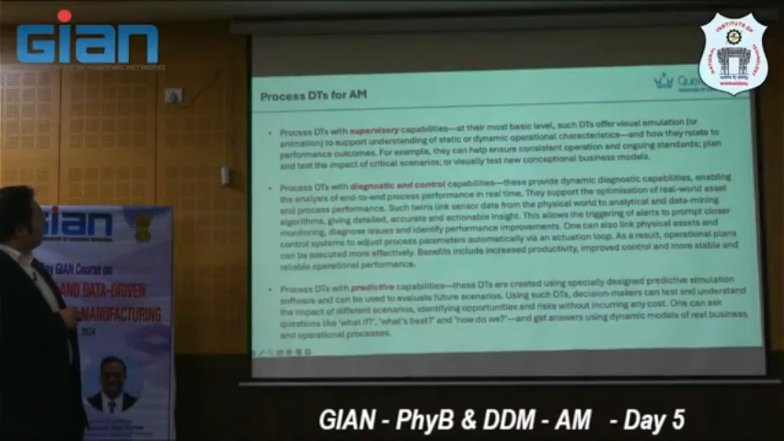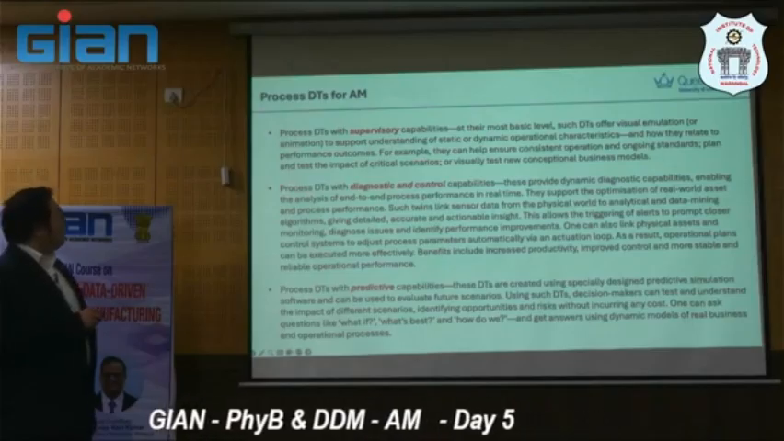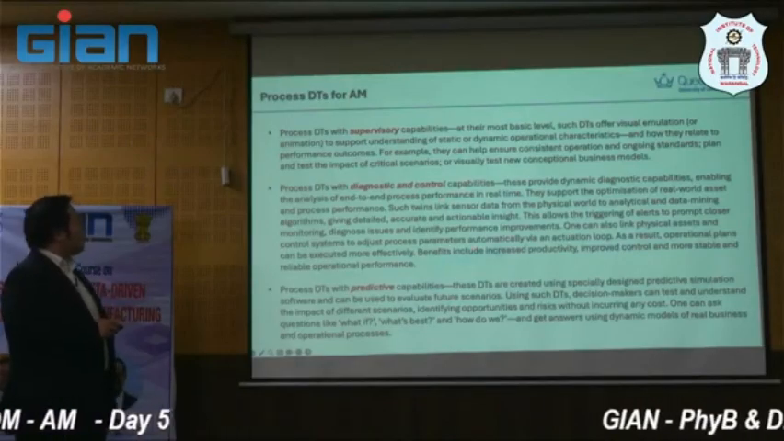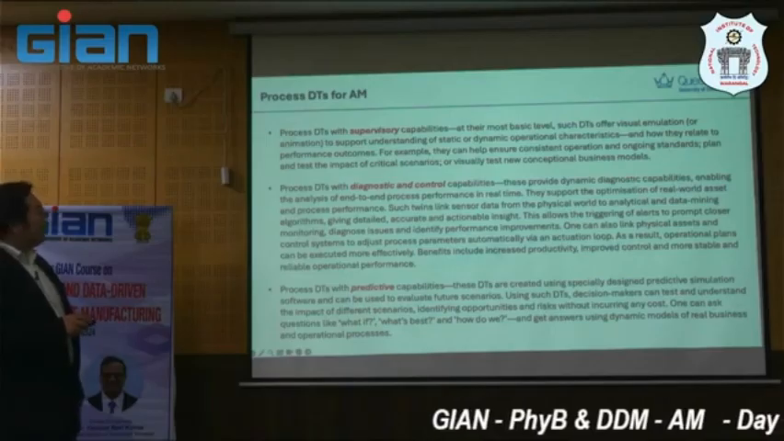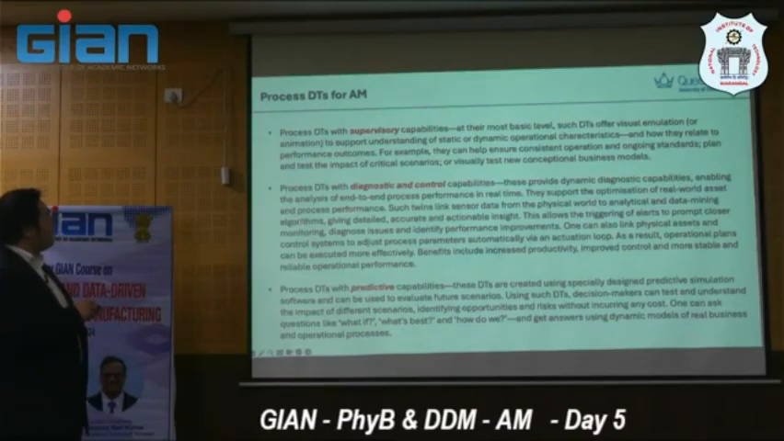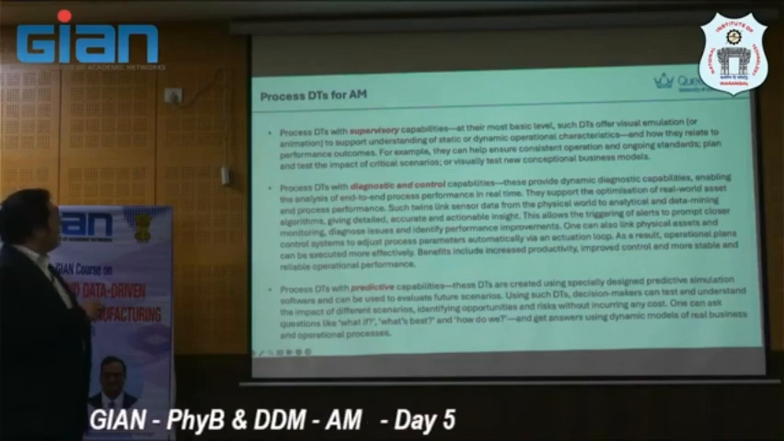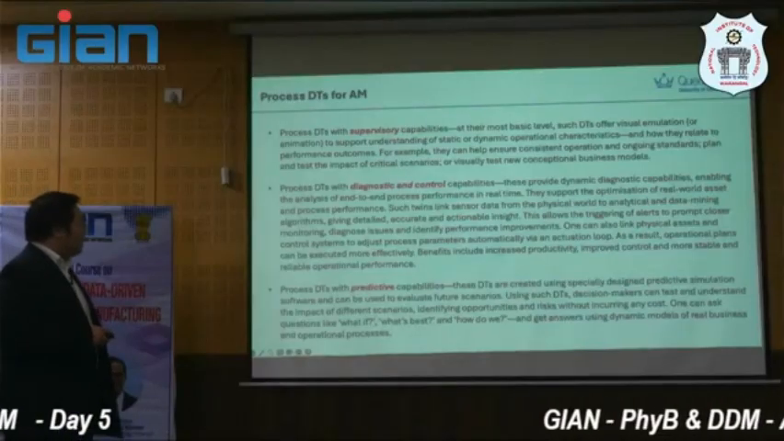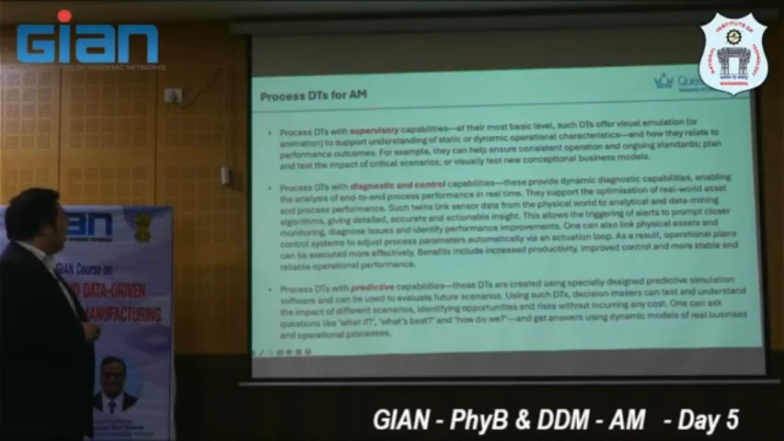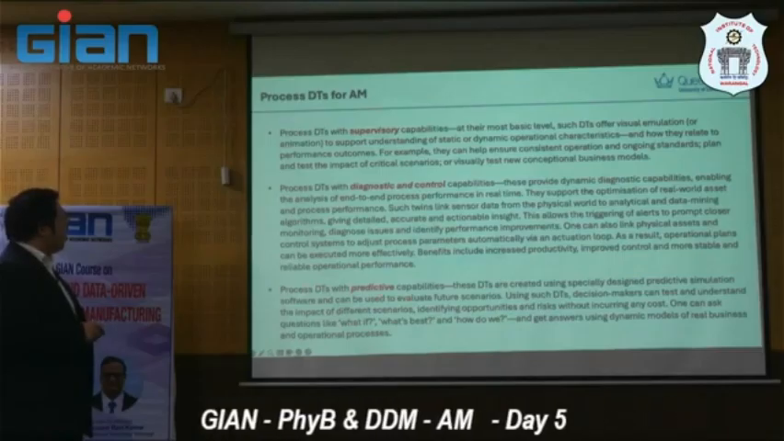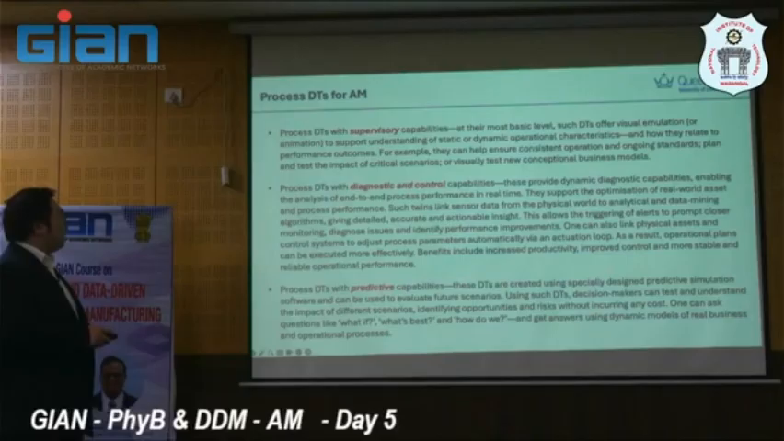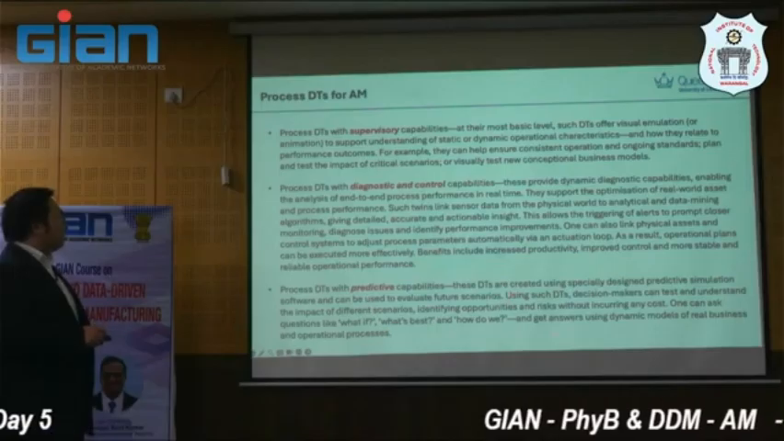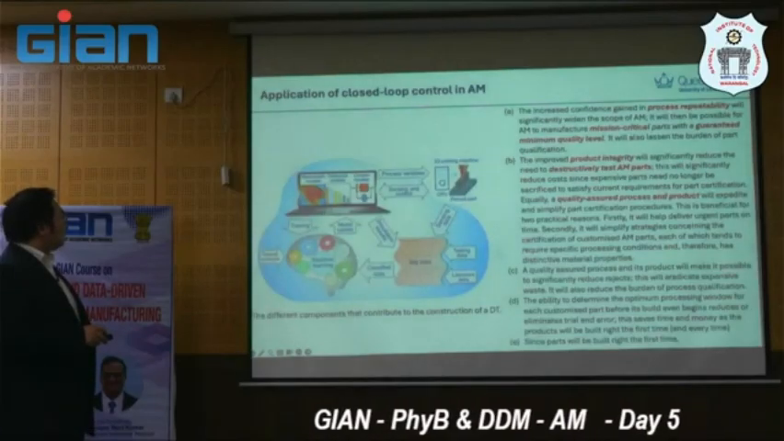And the process digital twin with diagnostic and control capability is something closer to us now, supporting optimization of real-world assets and process performance. And this will link to the sensor data. So diagnostic or control capability is actually about sensorization, using sensors to measure it. And the process digital twin with predictive capability is for the predictive simulation that we are talking about in terms of the quality control that we looked at previously.